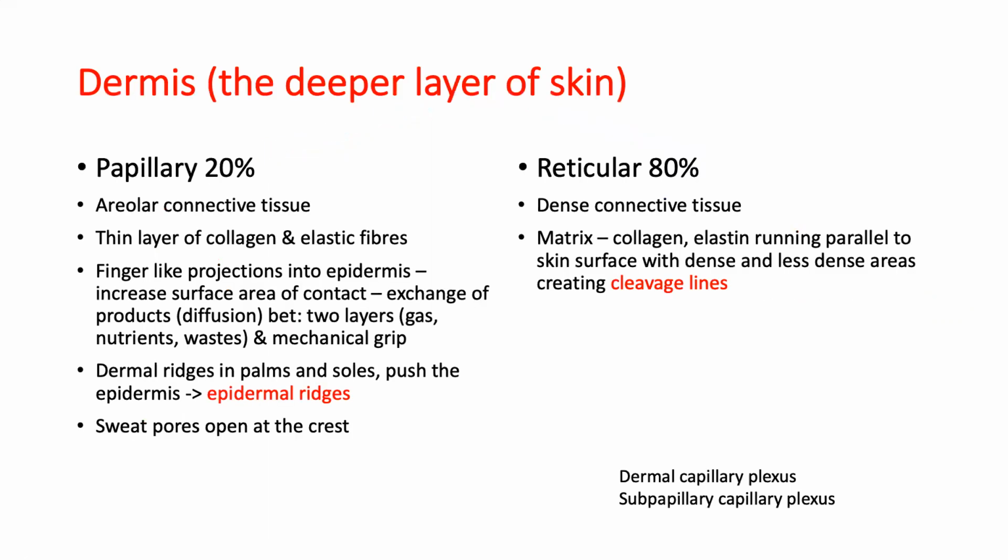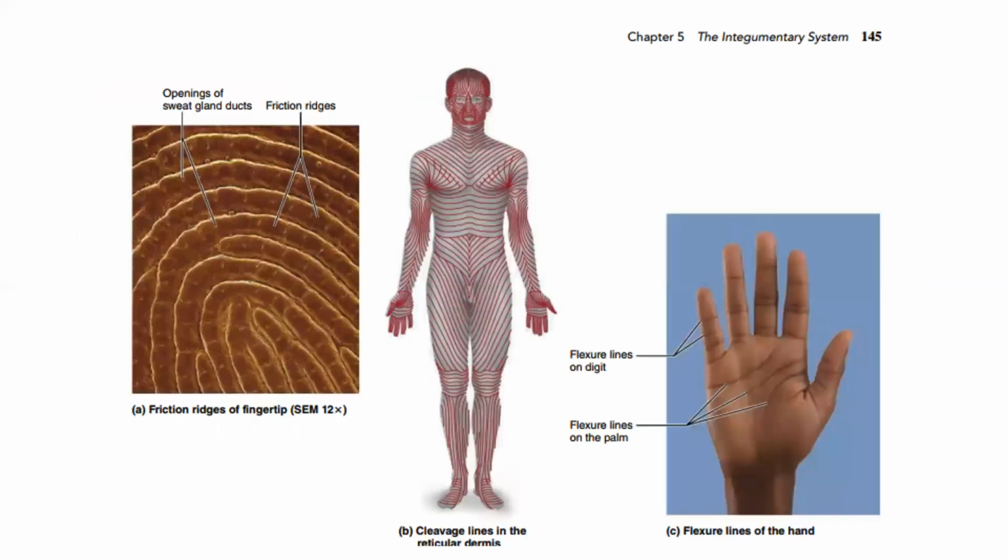Papillary dermis contributes only 20%, and reticular dermis contributes 80%. And as we saw from the previous slide, papillary dermis is made of areolar connective tissue, because our epidermal cells rest on top of this papillary dermis. And reticular dermis is made of dense connective tissue. Whatever it is, they are made of connective tissue, and therefore they will have cells and matrix.